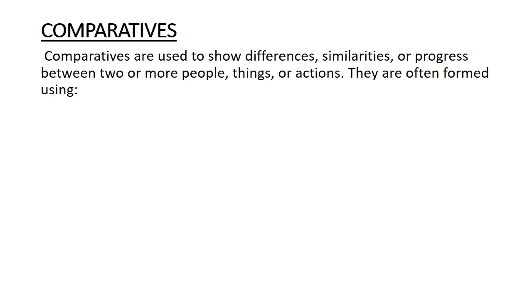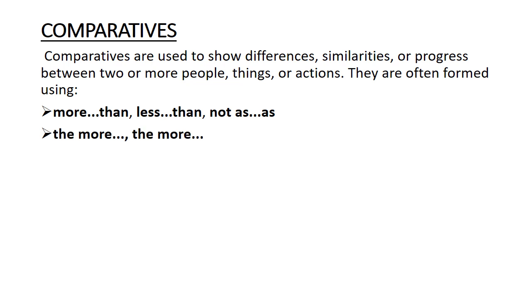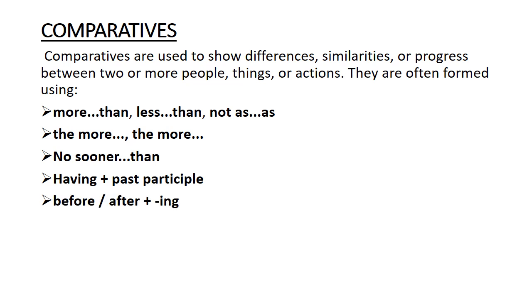So what are comparatives? Comparatives are used to show differences, similarities, or progress between two or more people, things, or actions. Okay, so they are formed using words like more than, less than, not as, or the more, or no sooner, something than, or having plus past participle, or before, after, ing.